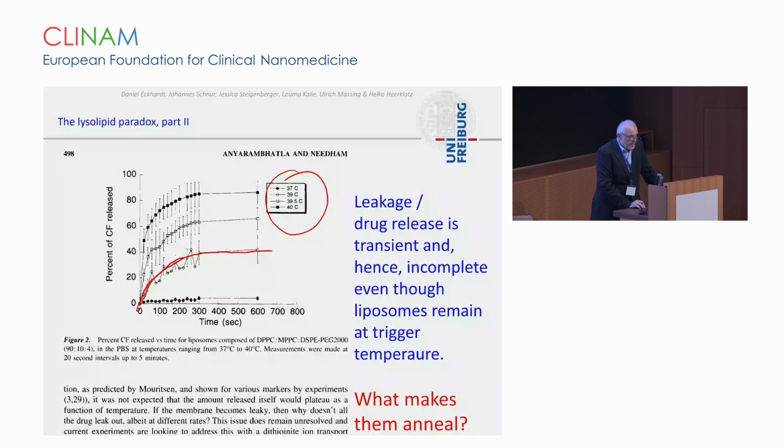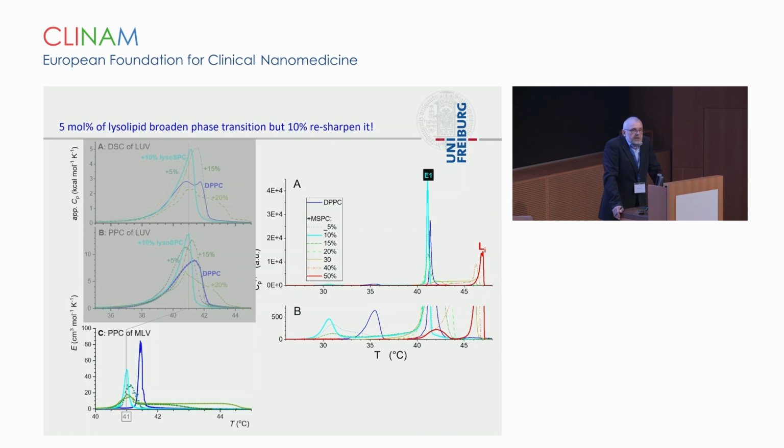That's the other question. So we looked at these systems carefully just by studying phase transitions in these different mixtures, and I don't want to go into too much detail here. This is just differential scanning calorimetry and what they call pressure perturbation calorimetry. Doesn't really matter. The important thing is we see transitions. We see the transition of the pure DPPC here. Then if we add 5% lysolipid, we see a broader transition that is occurring at lower temperature.